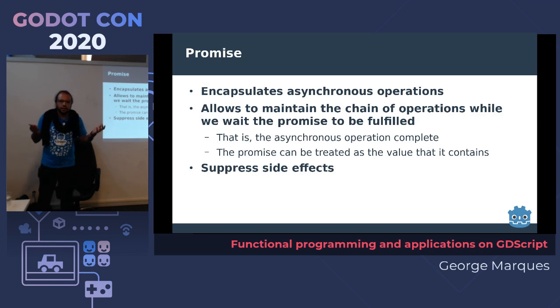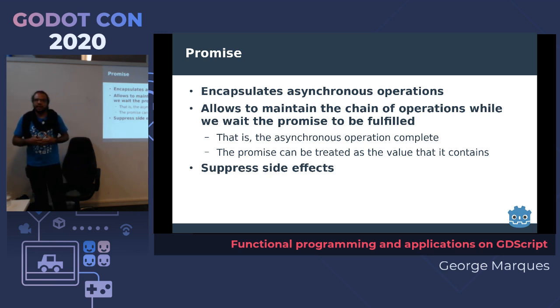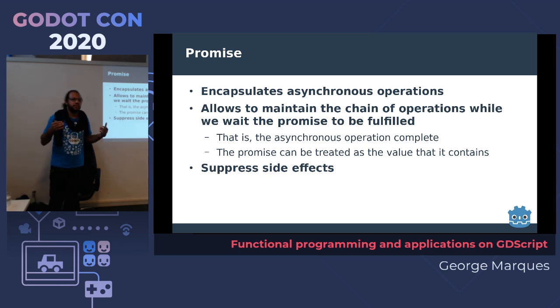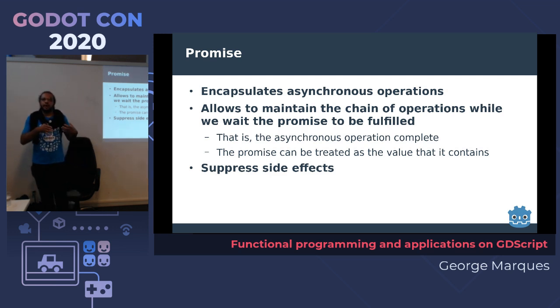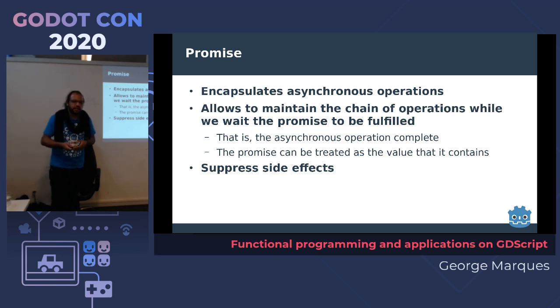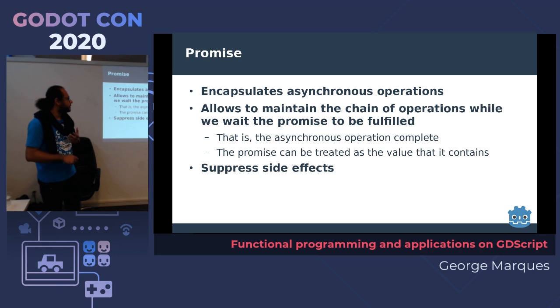You've probably heard about promises in other languages, like JavaScript in particular. Essentially, it's meant to encapsulate an asynchronous operation. You try to do an asynchronous operation and just receive a promise that it's going to happen at some time in the future, and you can keep working on other stuff while you wait. It allows you to maintain the chain of operations until this promise is fulfilled, until it's completed.